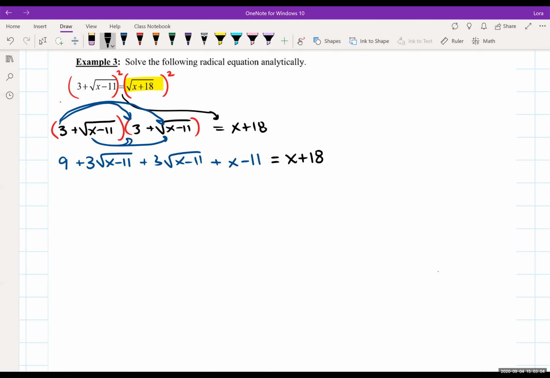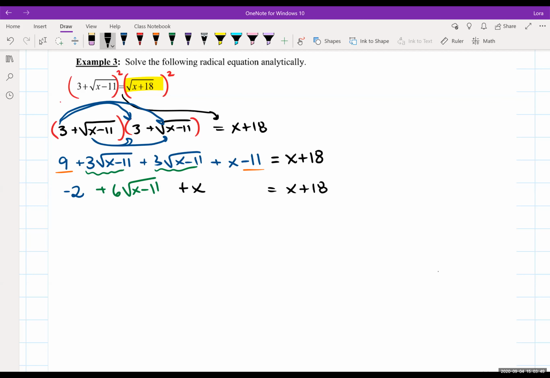So now we just take a little bit of time and care to clean up the left-hand side. I have a 9 minus 11, so this is going to leave me with negative 2. I'm also taking a look at my like terms that have radicals with them. This should give me plus 6 square root of x minus 11. And I'll make that 6 a little closer so you know that's considered one term. And then I just have a plus x. So nothing's changed there. We already took care of the 9 and the minus 11 to be negative 2. So we still have the x plus 18.